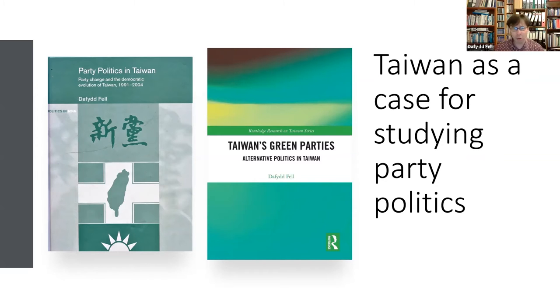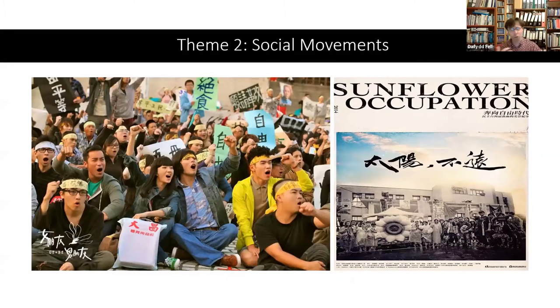The second big theme that I look at in this module is that of social movements. I think it's one of the topics that students find particularly interesting, partly because Taiwan's social movements have been relatively successful. And so we'll look at a range of social movement case studies. And this again allows us to engage with big theoretical questions. For example, how do we measure the impact of social movements? How do we understand success and failure? How do we explain success and failure of social movements?